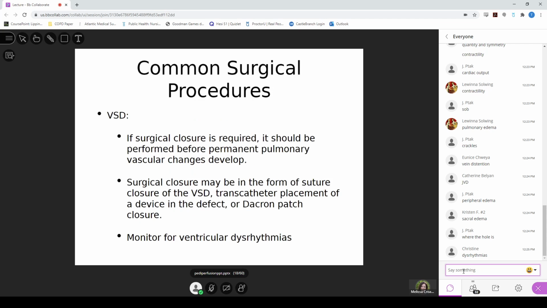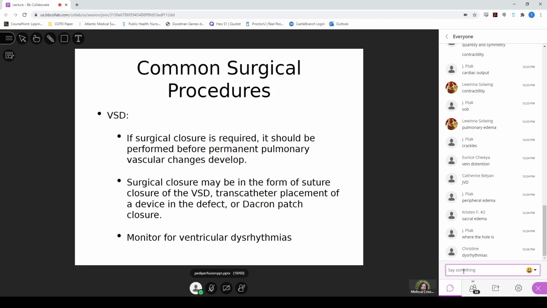Your surgical procedures, I put this on here more for you to know what you're monitoring for after. I do want you to know what the names of them are, but you do not have to know exactly the whole procedure itself. You're not going into cardiac surgery. You just need to know how to care for them after and what to monitor for.